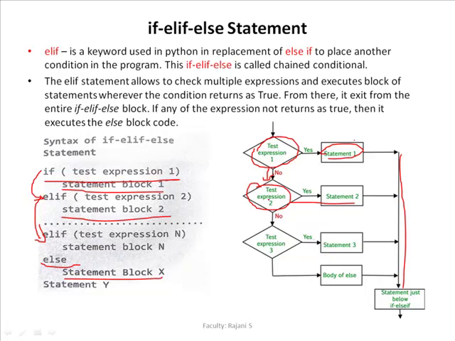For example, if the second expression is also false, then it will go to the third expression. If that one is also false, then it will go to the body of else and execute the body of else. Then finally it will go to the statement just below the if else ladder. Now we'll see one example.